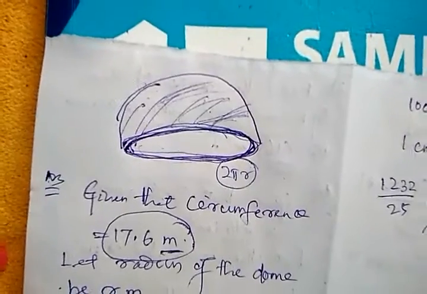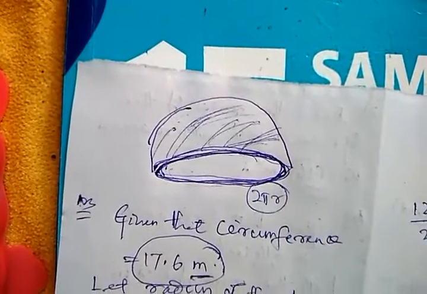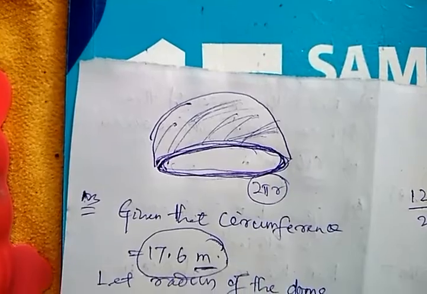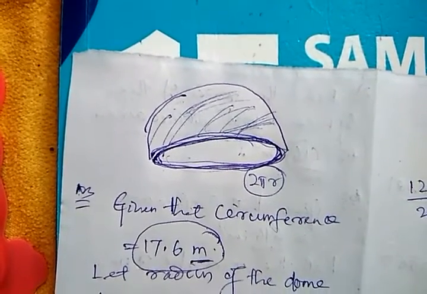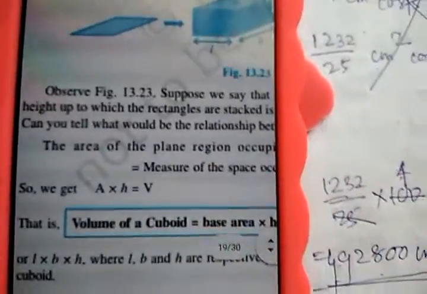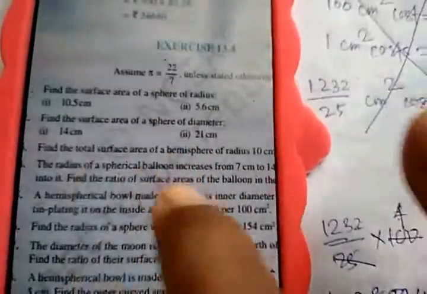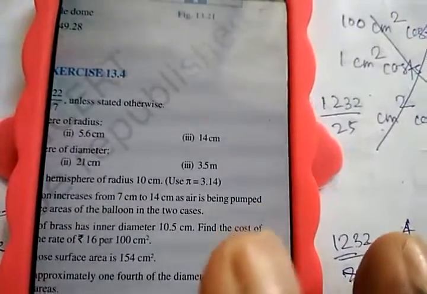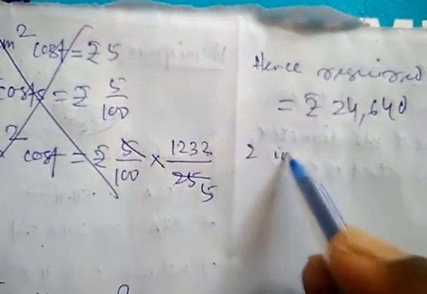So if you want to go for more questions, one exercise, you see here it is number 2. Find the surface area of a sphere of a diameter 3.5 meter. Diameter given, we have to calculate surface area.